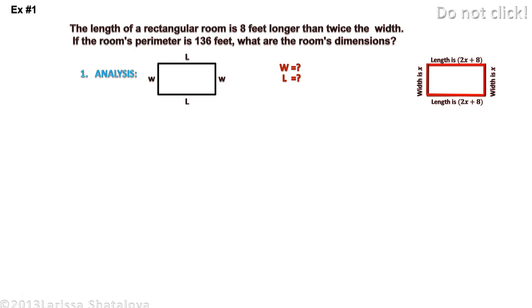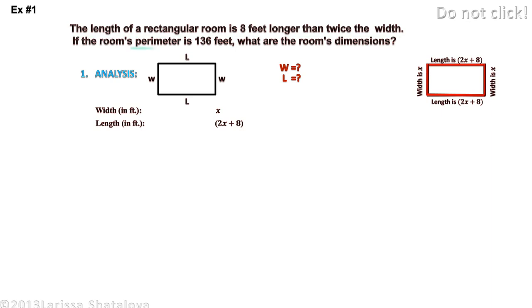We don't know the length, we don't know the width, but we do know the relation between them, because the length is 8 feet longer than twice the width. So we have to mark the width as a variable x, and then the length would be 2 times x and positive 8, because the length is twice the width and 8 feet longer in addition.